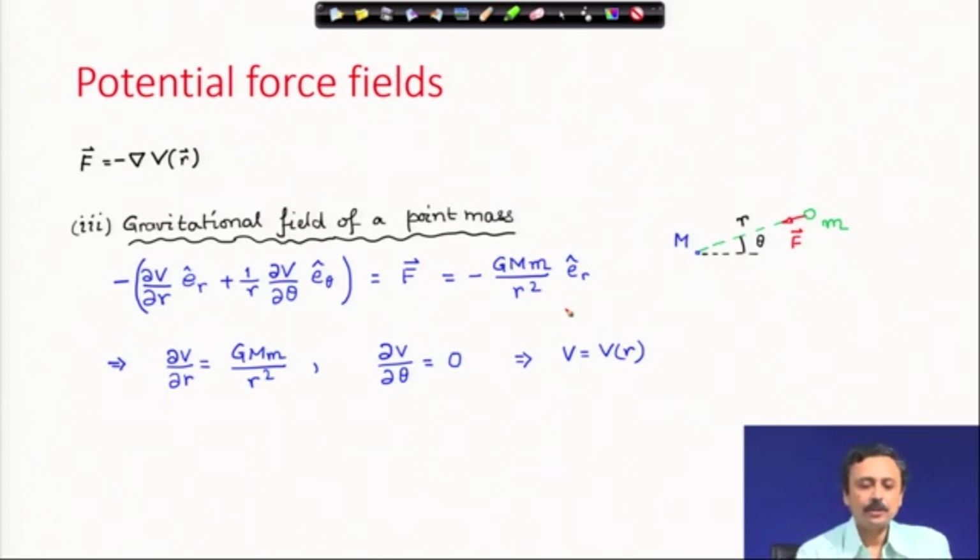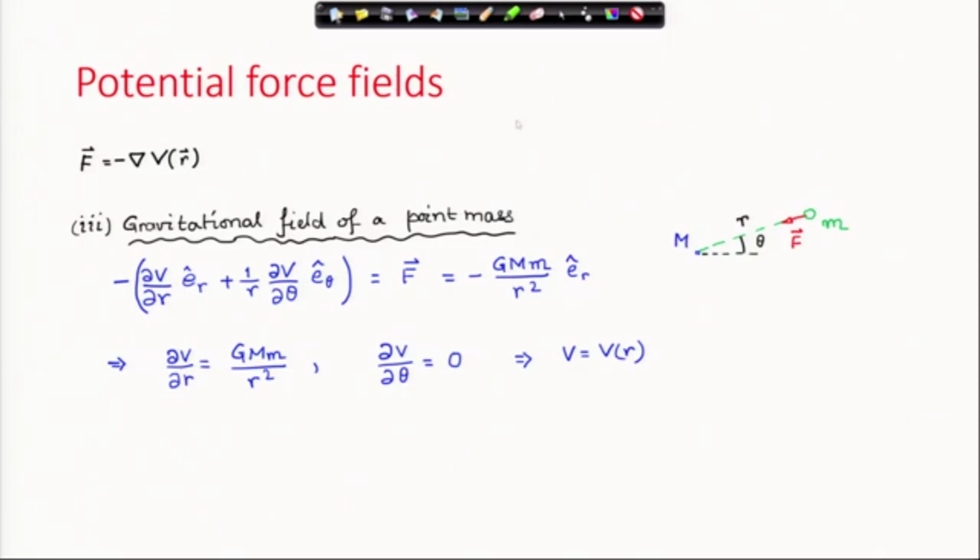From here, by comparing the two sides, del V del r is G M m by r square and del V del theta is equal to 0. Therefore, V must be a function of only r. And if you integrate, V turns out to be minus capital G capital M m by r.